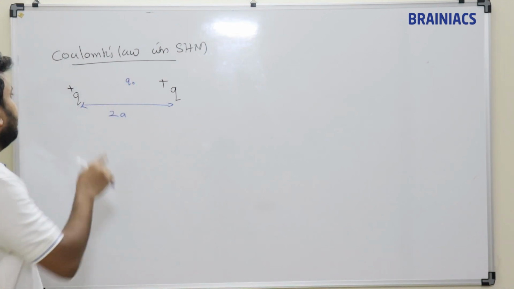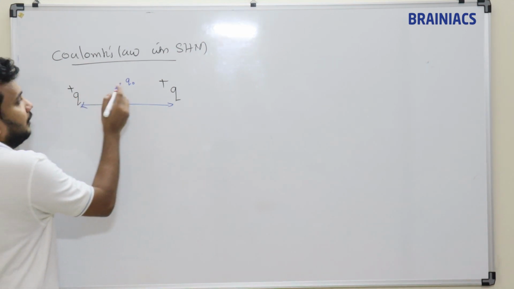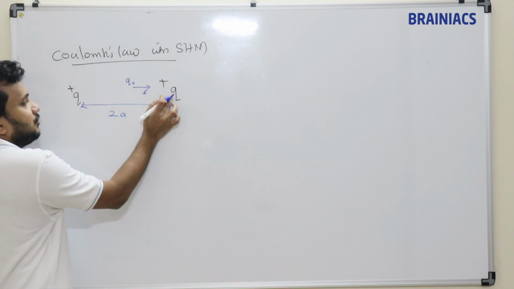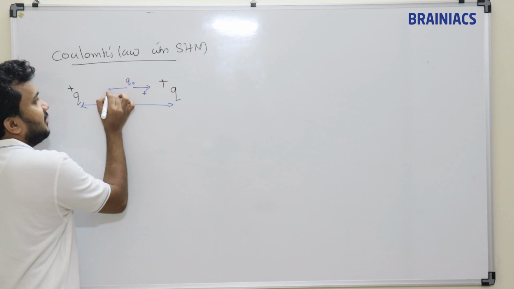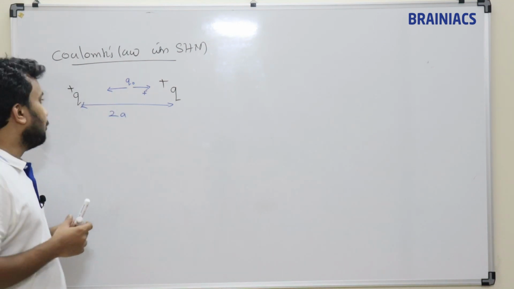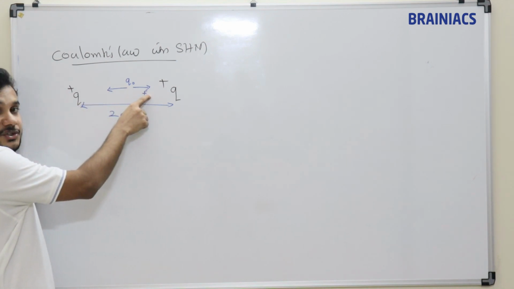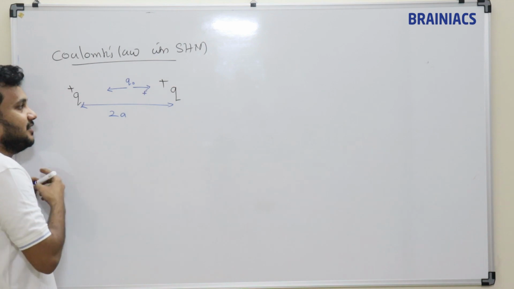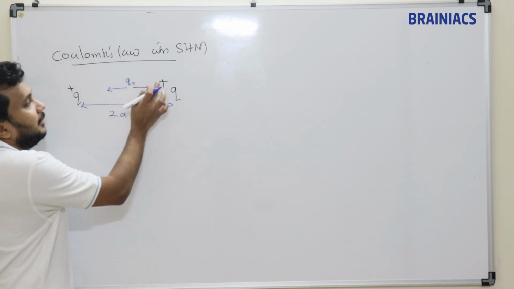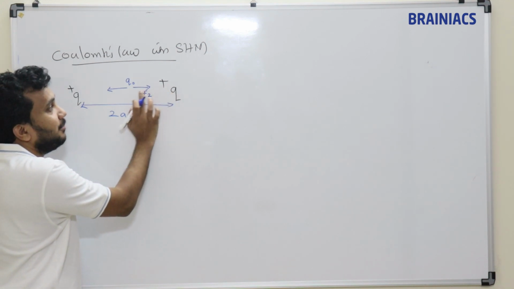What will happen? On the left side, because of the left side Q, there is a repulsive force here, and because of this Q, there is a repulsive force here. Suppose now I am assuming that because of the left side Q, this body is moving towards the right side with a force called F2, and because of the plus Q on the right side, there is a repulsive force.